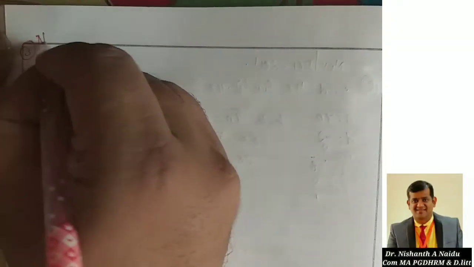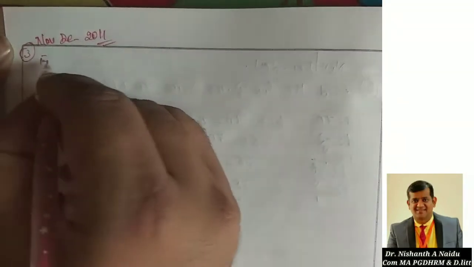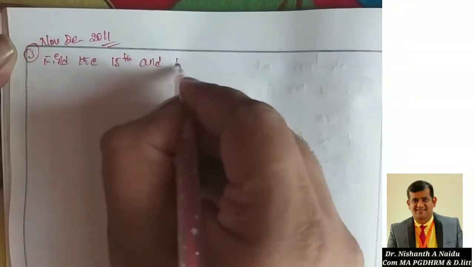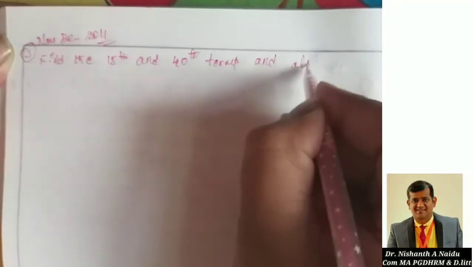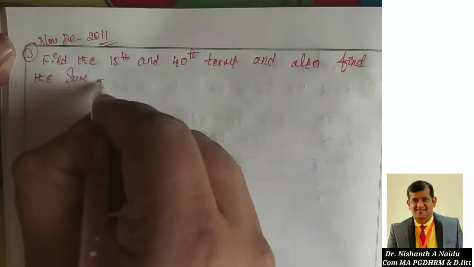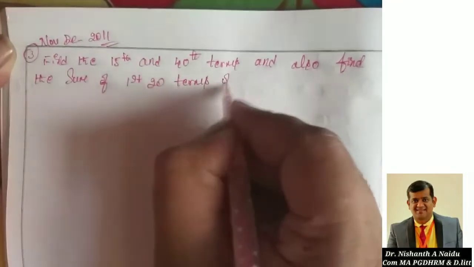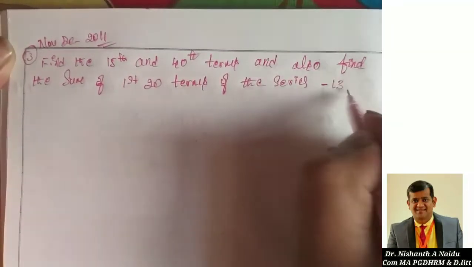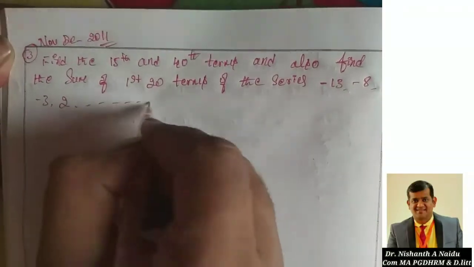Problem number 3. Find the 15th and 40th terms and also find the sum of the first 20 terms of the series minus 13, minus 8, minus 3, 2, and so on.